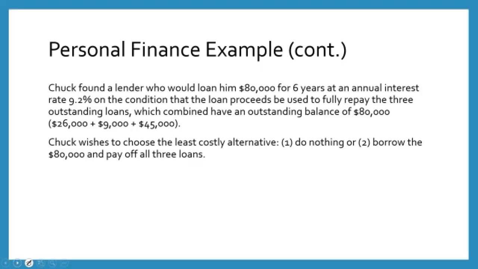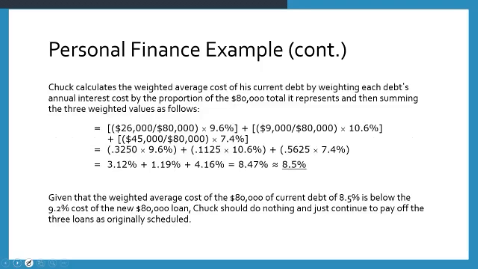Chuck wishes to choose the least cost alternative. Is it better to just keep his 3 loans and pay them one by one for 6 years, or can he consolidate them into one by borrowing the 80,000? Most people, when they do this, look at the premium and say, well, the premium is less, so I'm going that way. But once you do finance, we look at the rates. So let's see what the cost is.